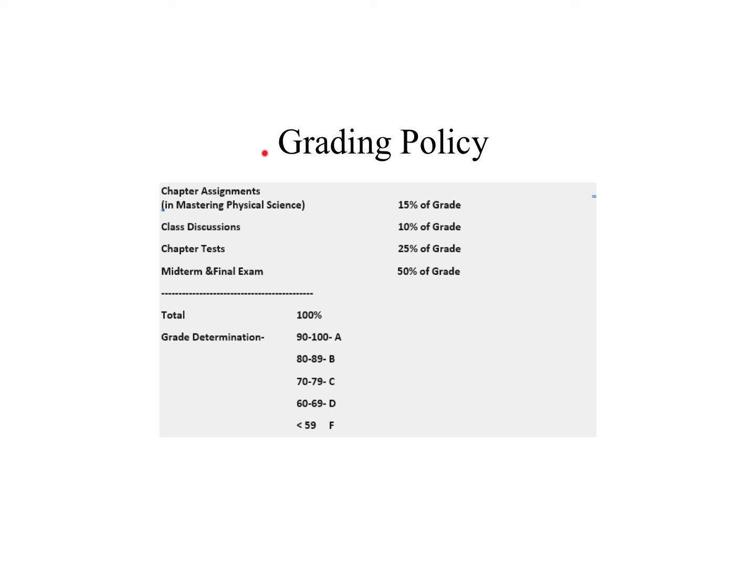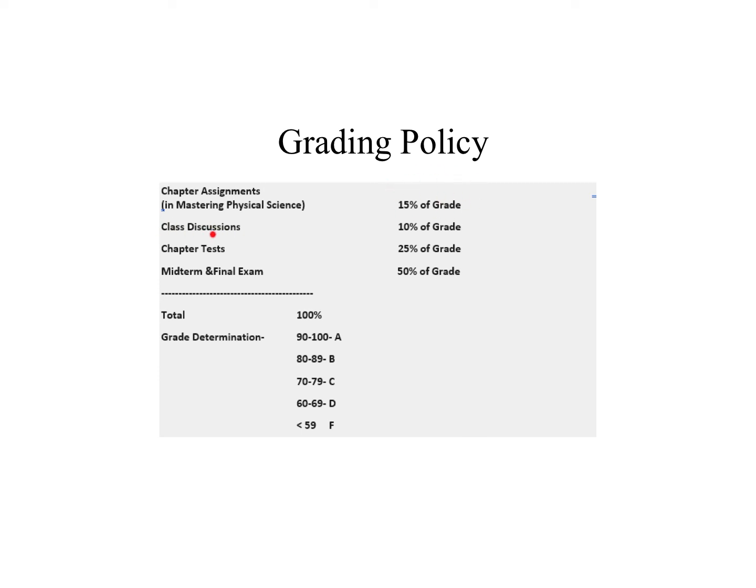So there's going to be reading assignments. You're going to read a chapter, and then you're going to access the Mastering Physical Science homework system, and you're going to do an assignment. And all of the assignments over all of the chapters will be averaged together, and that will comprise 15% of your grade. And so each assignment will be worth 10, 15, 20 points, whatever. I'll add up all the available points and then divide your score by the total, and that'll be some percentage grade, and that percentage grade will be 15% of your total grade.